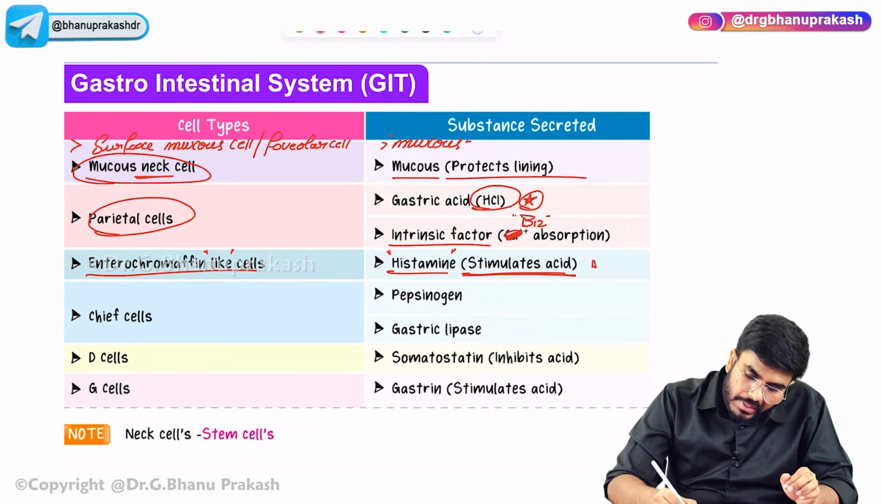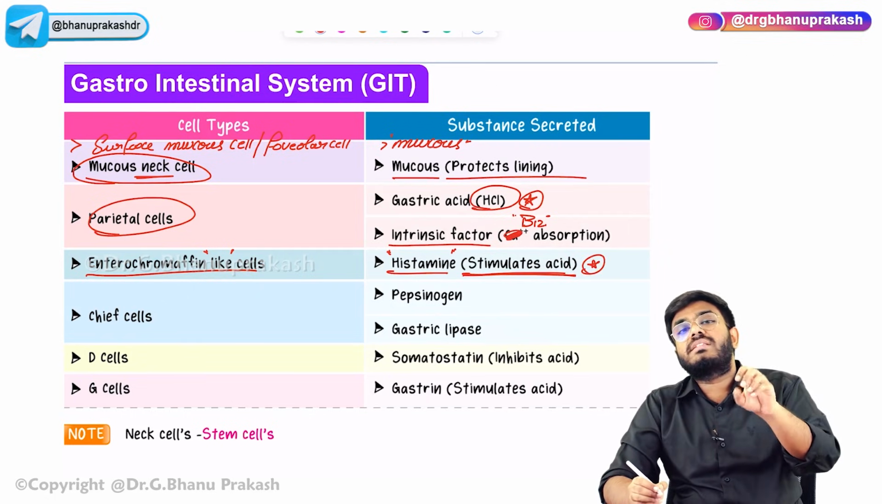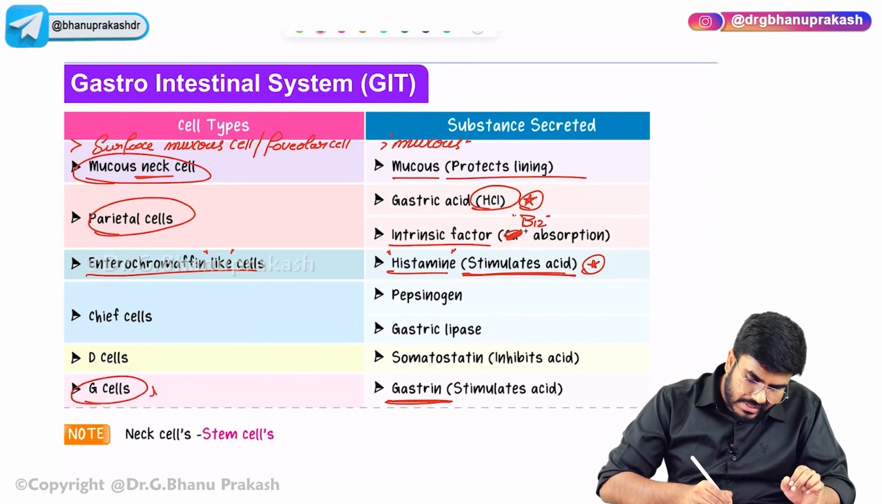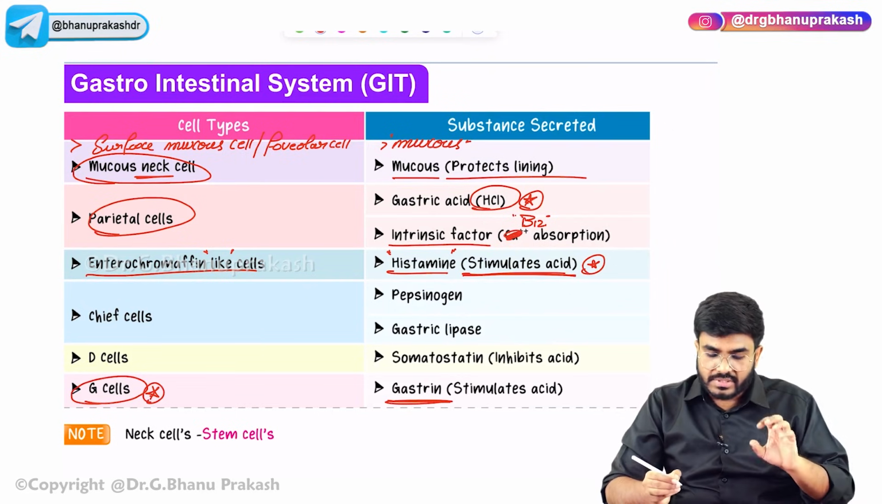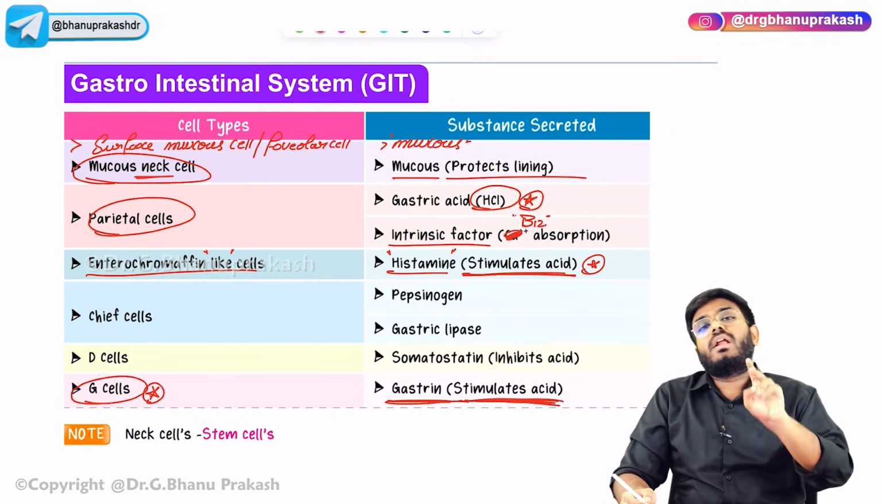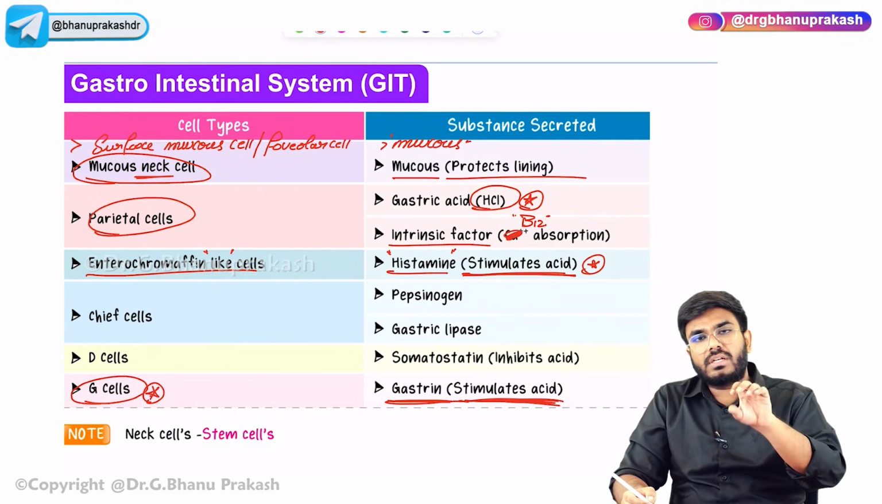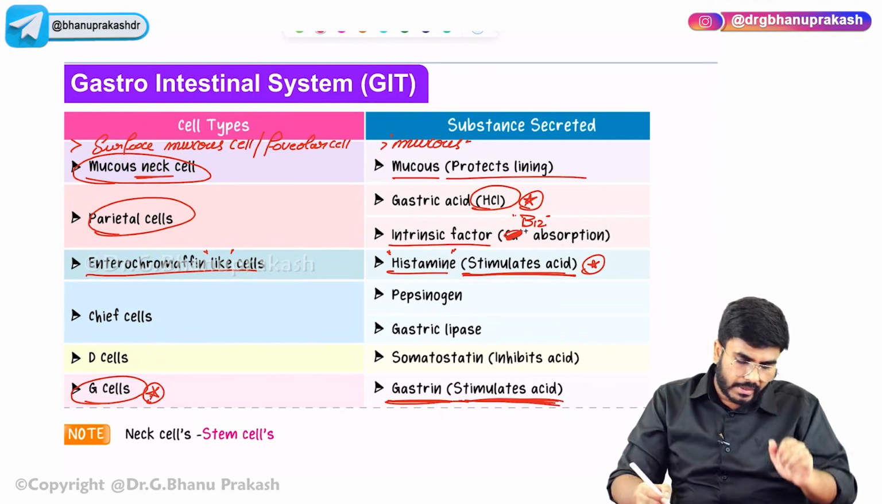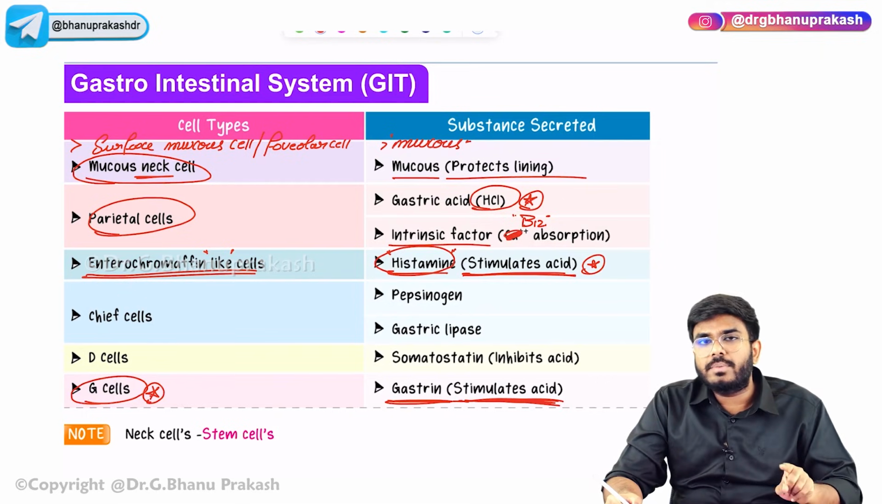Not only histamine, one more thing will stimulate the acid release. What is that? Gastrin. Gastrin comes from which cells? G cells. G cells produce gastrin, which also stimulates the release of acid. So, there are two stimuli for the release of acid: one is gastrin, the other is histamine. There is one more stimulus, a third stimulus. I will tell you later. Don't worry.